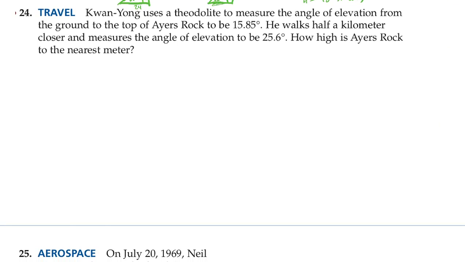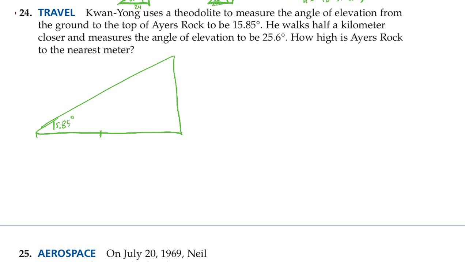All right, so next one. Quan Yang uses a theodolite, so same theodolite, to measure the angle of elevation of the ground to the top of Ayers Rock. He walks half a kilometer closer. So in other words, we have this picture. We have this guy standing here who says, oh, this was 15.85 degrees looking up.